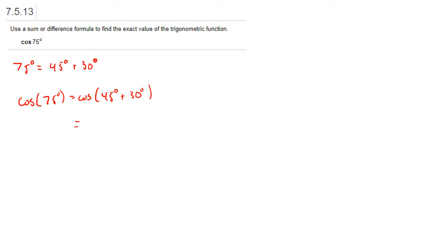Based on our sum formula for cosine, which we could look up, and I'll just copy up here, the cosine of, and depending on where you find it, it could be a plus b, alpha plus beta. I'll just use a and b. The cosine of a plus b is given by the cosine of a times the cosine of b minus the sine of a times the sine of b. There's our sum formula for cosine. So we take the cosine of the first angle times the cosine of the second angle, 45 and 30, minus the sine of the first angle and the sine of the second angle.